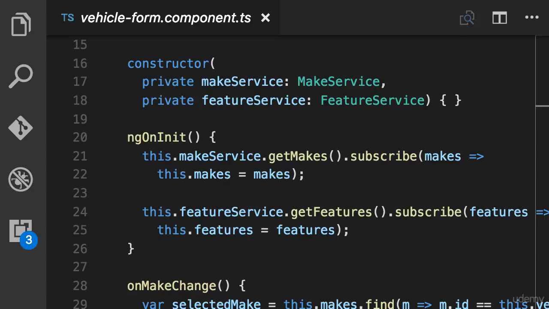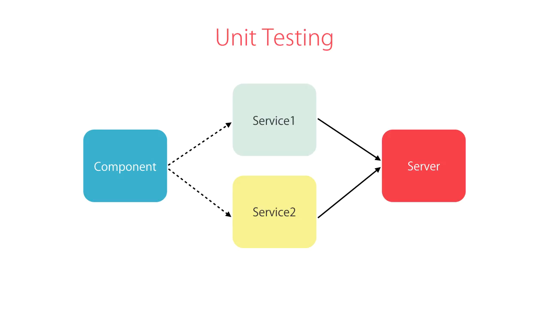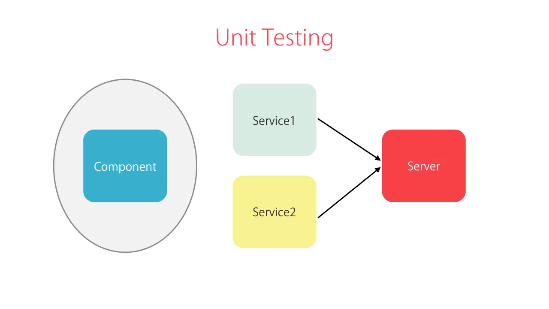And more services means more dependencies here. Ideally, we should not have more than 4 or 5 dependencies in the constructor of a class, because that makes it harder to unit test that class. Now, if you have never done unit testing before, don't worry, it's not the focus of this course.